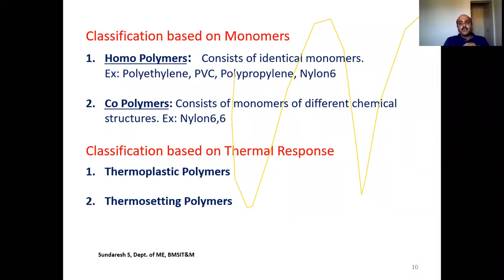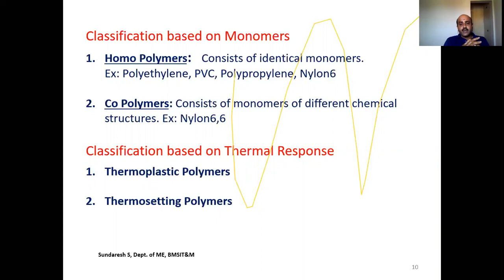Homopolymers means they will have the same kind of monomers which will be connected together to form a macromolecule. Such kind of polymers we call homopolymers. Homo means same kind. So examples we have are polyethylene, polyvinyl chloride, polypropylene, and nylon.